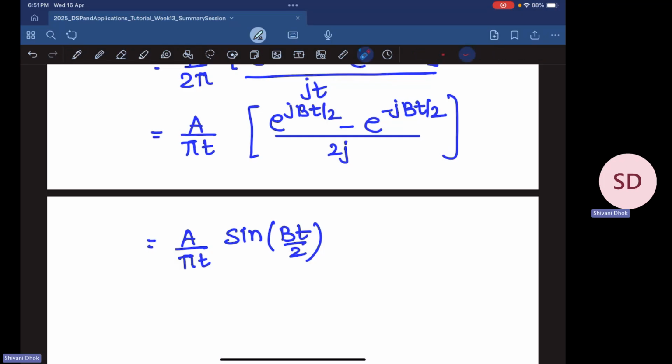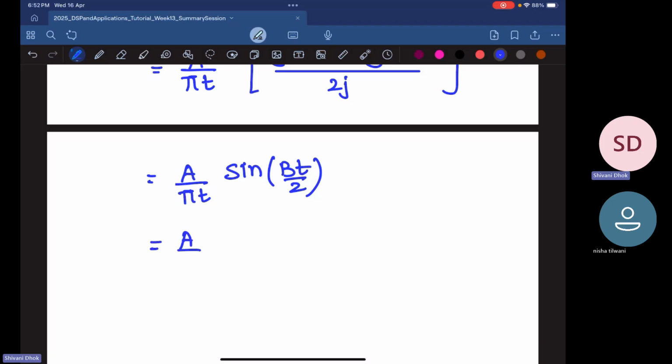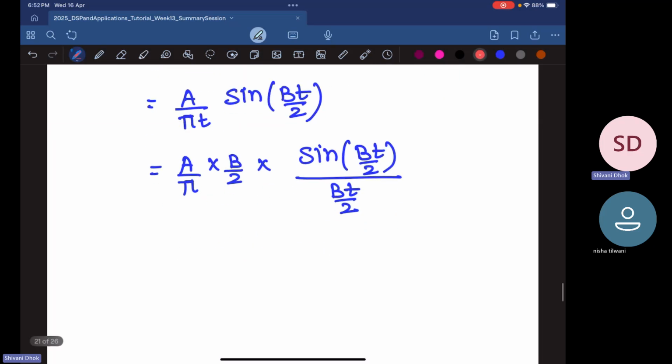Okay, so now if I compare, I have this part. Here I have a t outside, but I'm lacking b by 2. So I'll multiply and divide, multiplying the numerator and denominator by b by 2. So I can write this as a by pi into b by 2 multiplied by sine of bt by 2 divided by bt by 2. And this term here is basically equal to sinc of bt by 2.